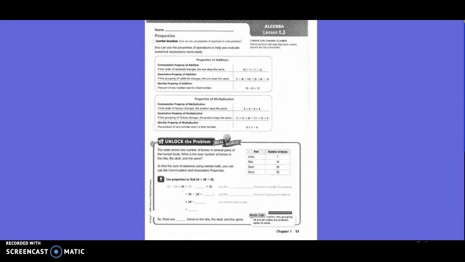Identity property of multiplication. The product of any number and 1 is that number. So 4 times 1 is 4, 5 times 1 is 5. So basically, it's the same thing, right? She'll learn that probably in 3rd grade, right?